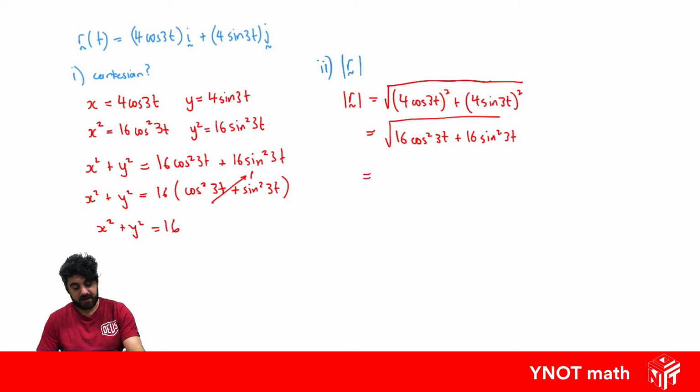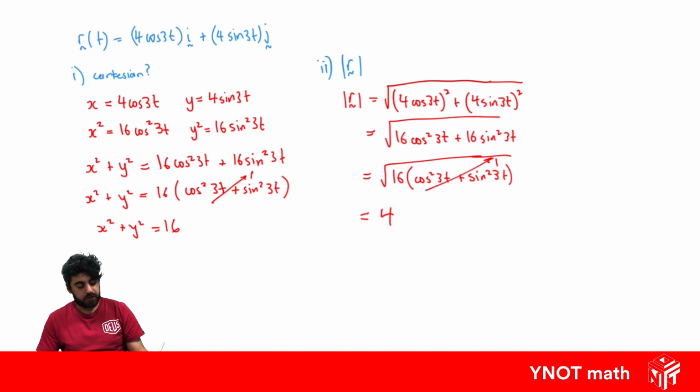We can factorize out our 16 and we get cos squared 3t plus sine squared 3t. All of this is just equal to 1 because it's sine squared plus cos squared at the same angle, and root 16 is just 4. And we could have got that just from our Cartesian equation, but it was nice to see that it all worked out.